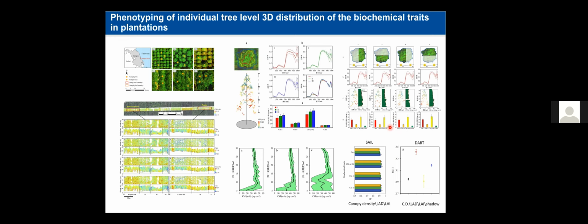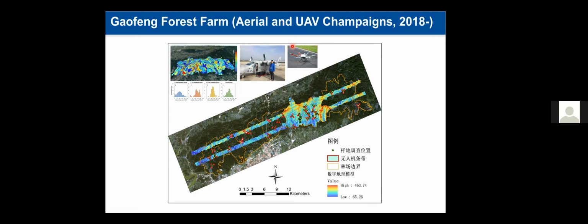Okay, this is the final study site I will introduce to you. This is in the very southern side of China, so it's near the tropical area. We call it the Gaofeng Forest Farm. In this study site, we fly different data. We use an airplane to fly the LiDAR data and the hyperspectral data, but we also use a drone to fly the LiDAR data and RGB data.